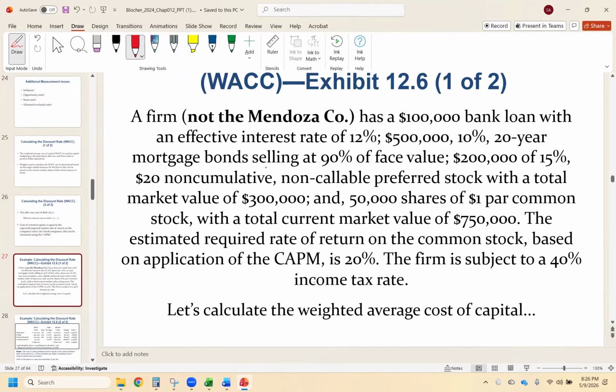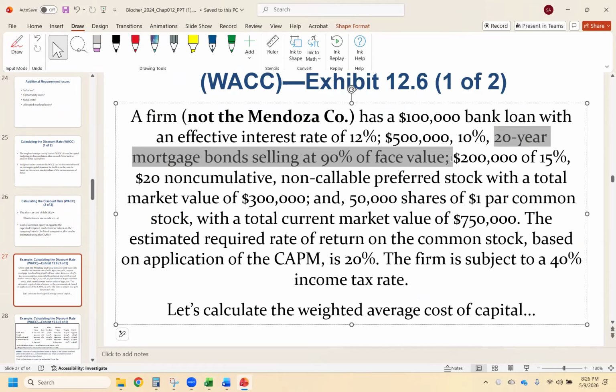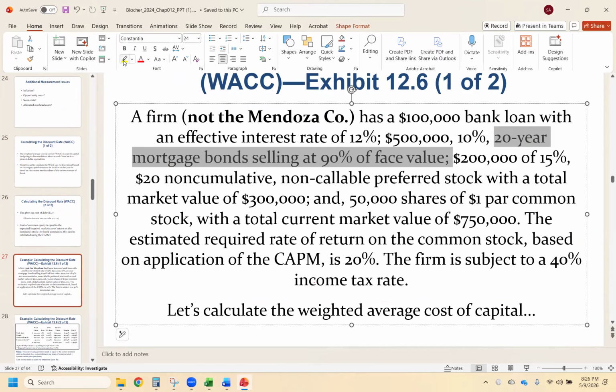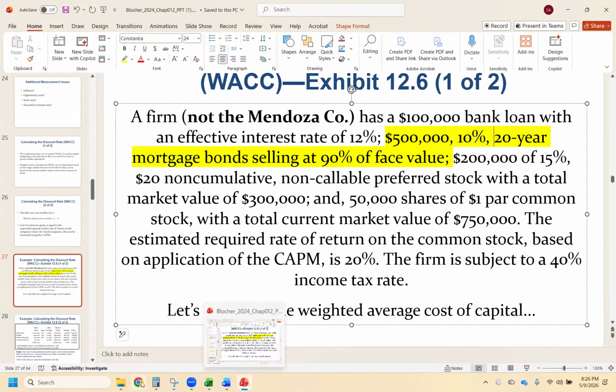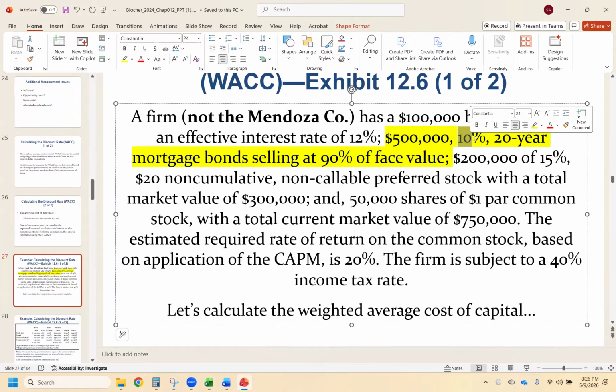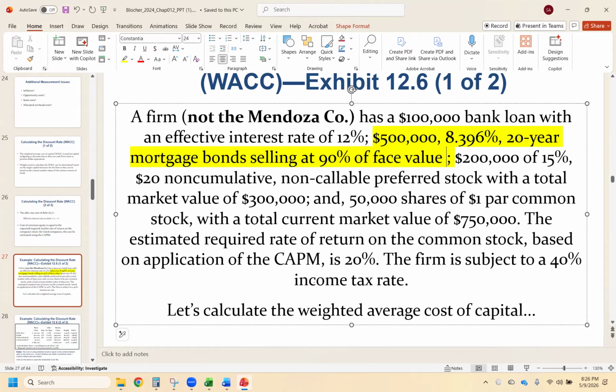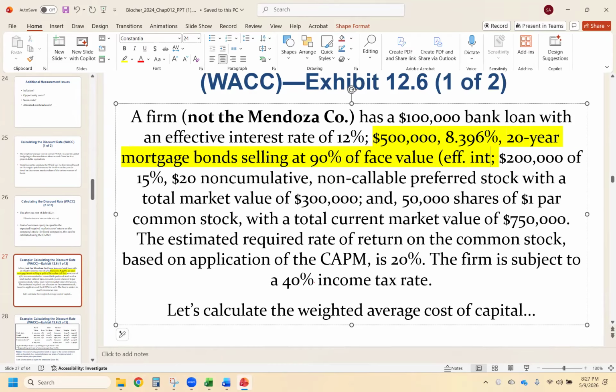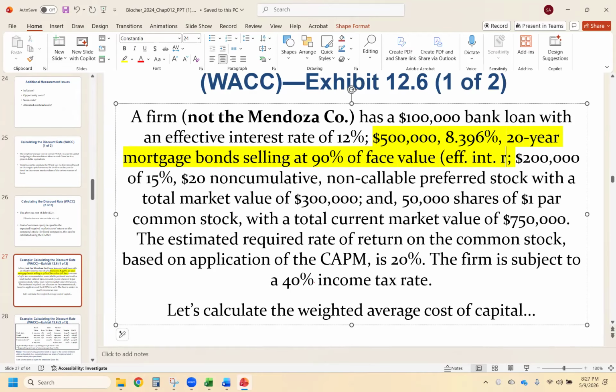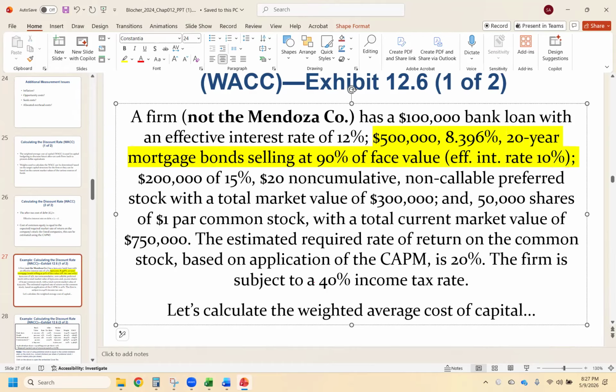I do need to warn you, if you do want to look into this slide, there's an issue on the bonds information right here. It says that it's $500,000 of 10% 20-year mortgage bonds selling at 90% of face value. That's actually incorrect. If you go into the chapter, you find out that this slide is made incorrectly. It's actually 8.396% bonds. They're selling at 90% of face value with an effective interest rate of 10% using the yield function in Excel.